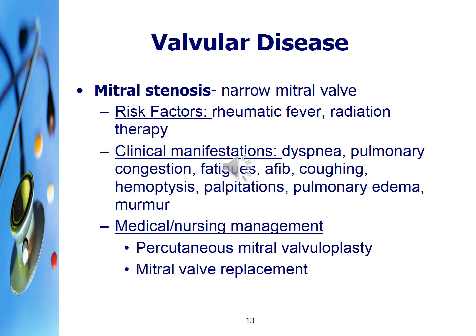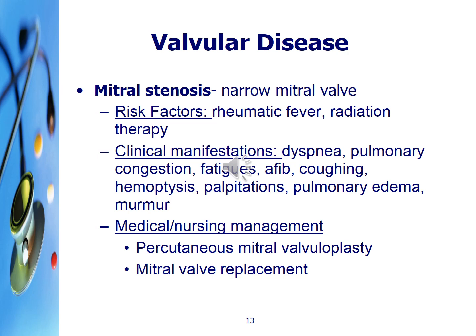Clinical manifestations: the patient will have shortness of breath, pulmonary congestion because it's going to start to back up into the lung, right? Fatigue. They may have atrial fibrillation. They may start to have other respiratory symptoms such as coughing. They may have hemoptysis, where they're coughing up blood, palpitations, pulmonary edema, and also a murmur. So you're going to have symptoms of both cardiac and pulmonary, because if the blood cannot flow into the ventricle, it's going to back up into the lungs.